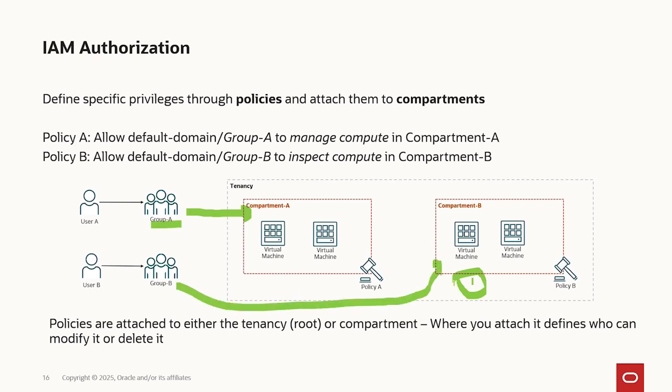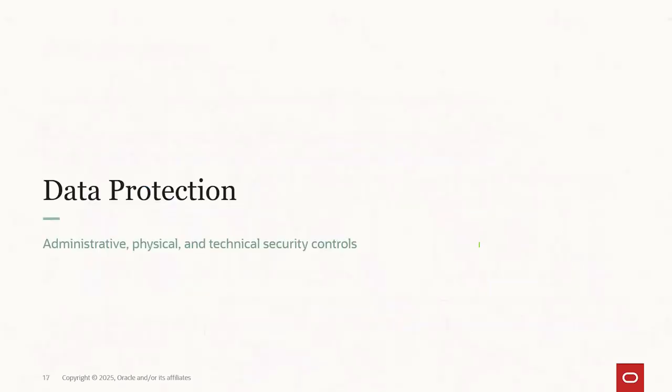So this means that they can look into compartment B, but they're not able to manage it. Similarly, group B is not able to manage or inspect inside compartment A because, again, we have a policy, and then user group A would not be able to manage or inspect in compartment B because of the lack of policies. The next section, we're going to talk about data protection.